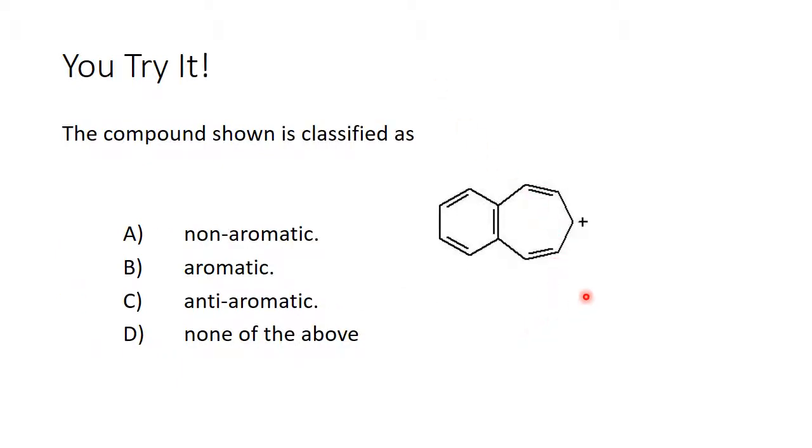Repeat the same type of analysis on this compound and determine what its state is. Okay, so we go and count the number of p electrons. 1, 2, 3, 4, 5, 6, 7, 8, 9, 10. And then because this has a positive charge, there's no electrons in a p orbital that are sticking up here. So the total number of electrons in this system is 10. So that's 4n plus 2. That means that this compound is aromatic.